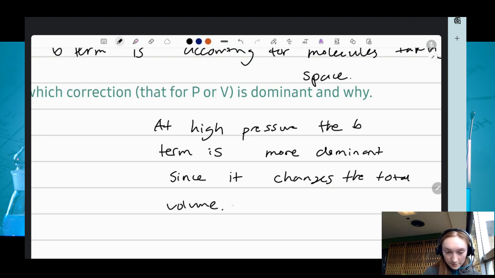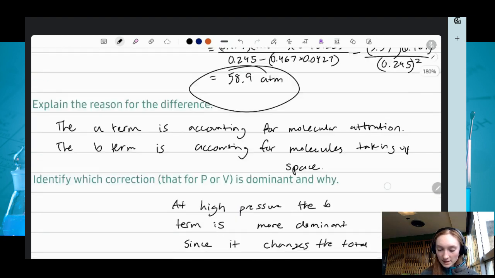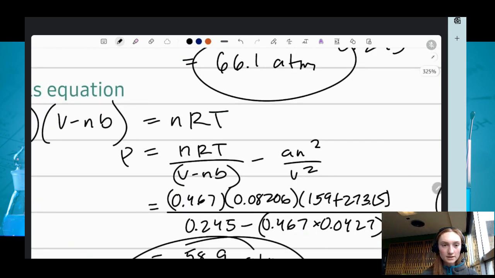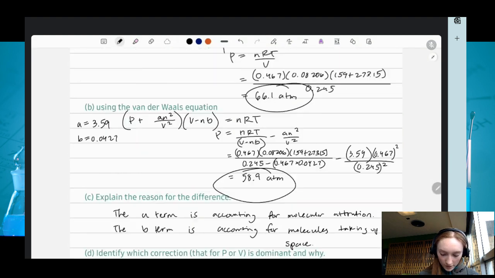And the term in the denominator has a large effect. What I mean by that is, going back to this equation, the b is in the denominator, so it's going to have a large impact on the ending pressure here. So that is the answer for, I believe, 104.